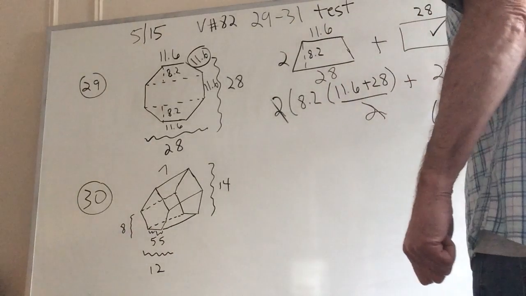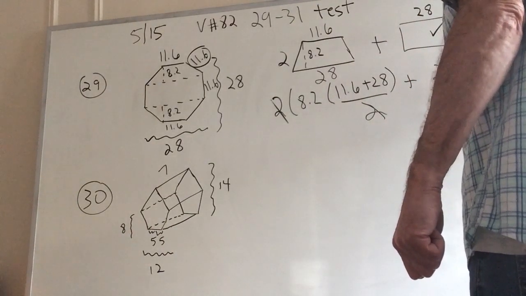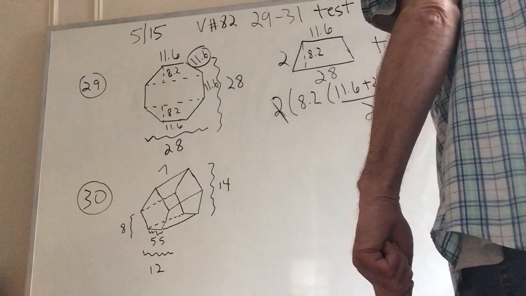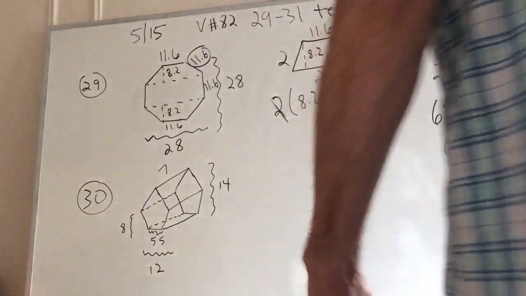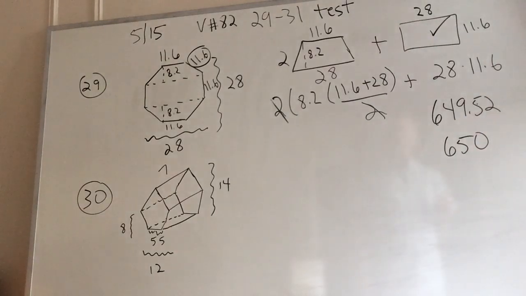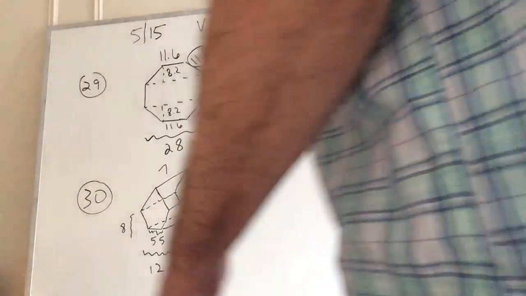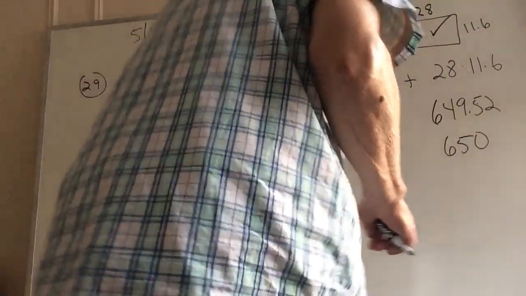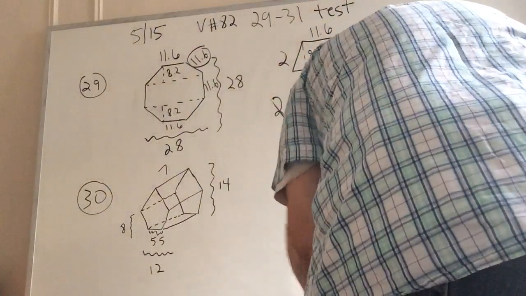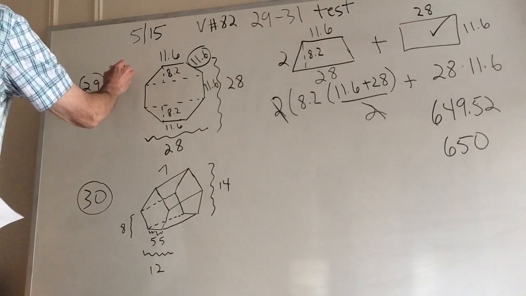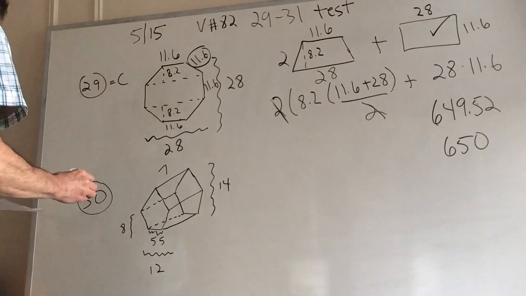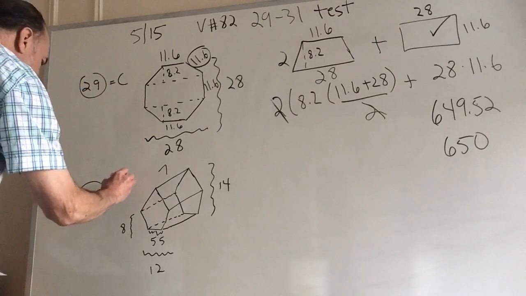When you read the question, it says round to the nearest tenth of a centimeter. So this is there, and rounded to a tenth really should be 649.5, but they write choice C. I'm questioning their wording there, but it's okay. The clear answer is C, and as a matter of fact, I didn't write that down. You should write all the answers down. And 29 is C, and 30 is going to be D.